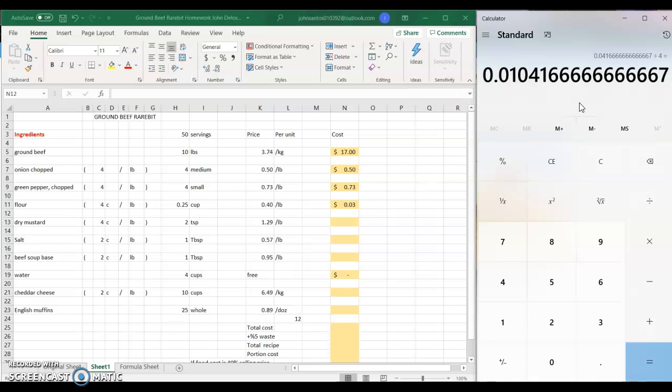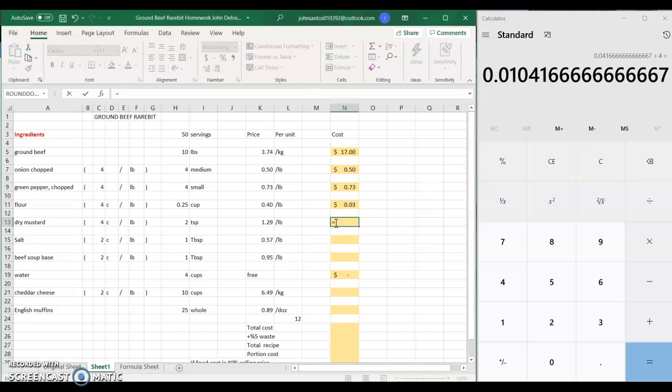Then we can finally multiply it by the price of 1.29. But for this one, I'm just going to use a maximum of 2 decimal places, so we'll go for 0.01 to make it simple. So that will be create a formula, open parenthesis, use 0.01, multiply it by the price of 1.29.